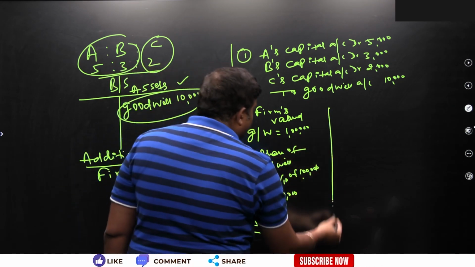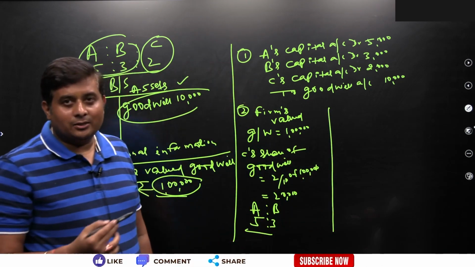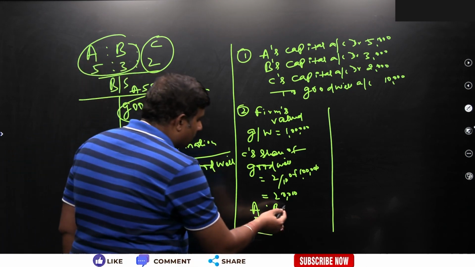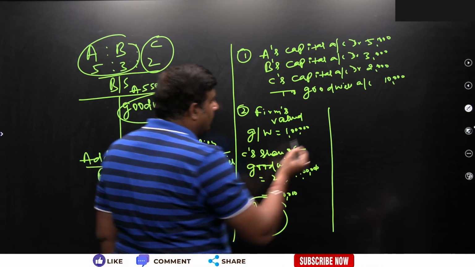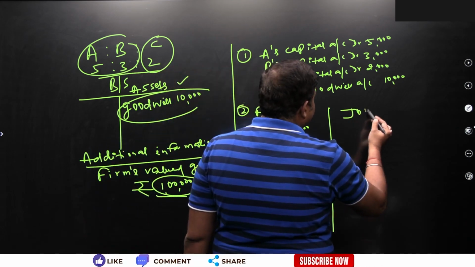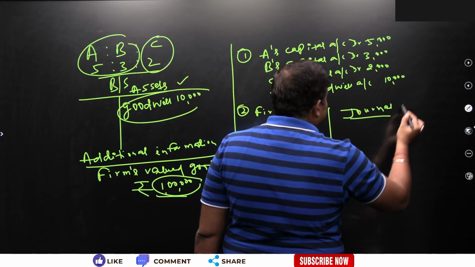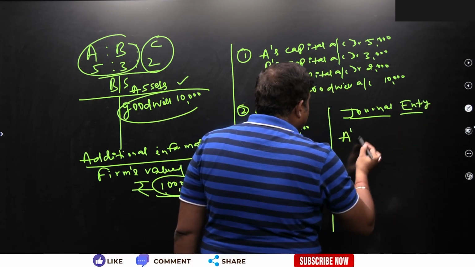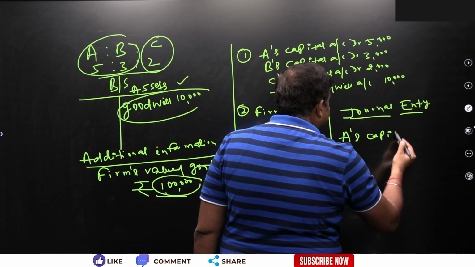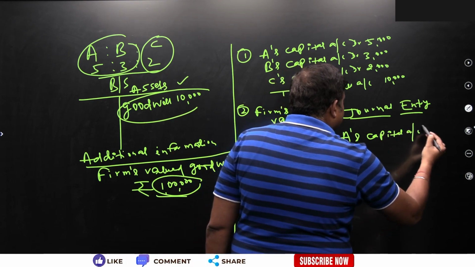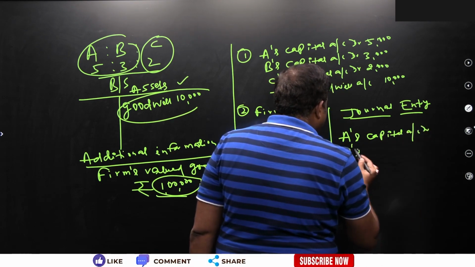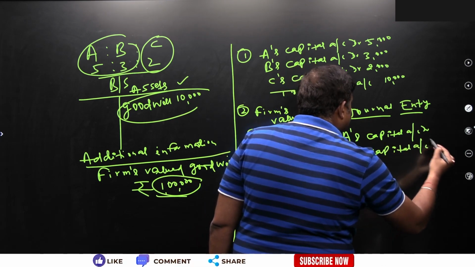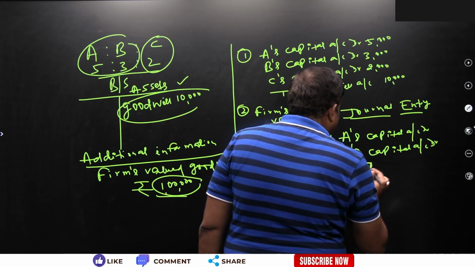And fourth step, we have to pass the adjusting journal entry, that is gaining partner's capital account debit to sacrificing partner's capital account. Here we find that A and B are the gaining partners. So the journal entry for valued goodwill should be A's capital account debit, B's capital account debit, to C's capital account.